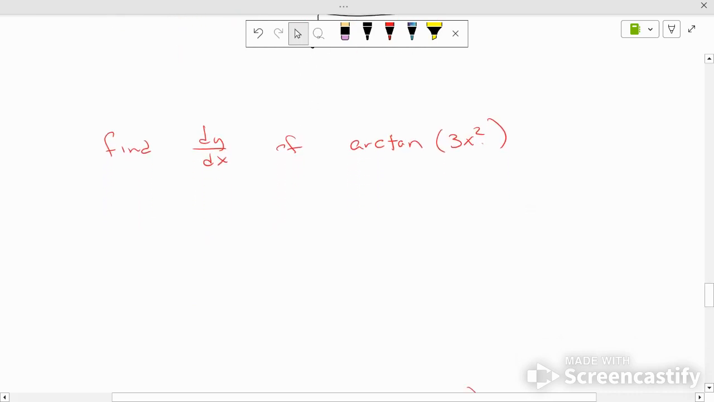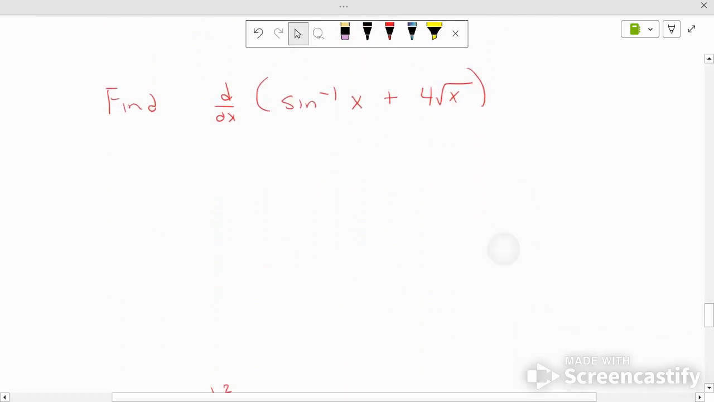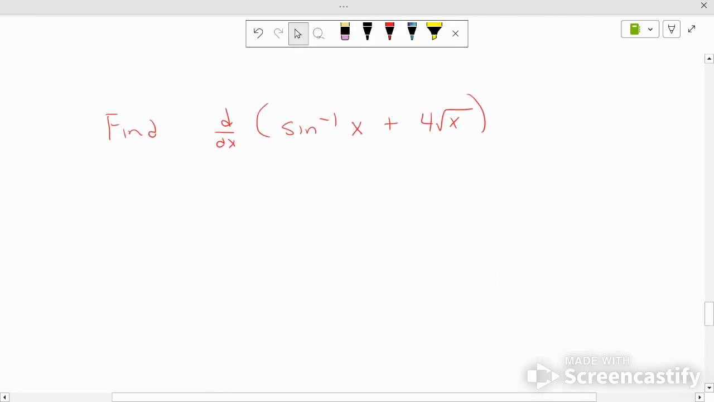Let's do arctangent, which is du over 1 plus u squared, which is 6x over 1 plus 9x to the 4th power. So the arcs are all there. Find the first derivative of that. This is not very difficult.